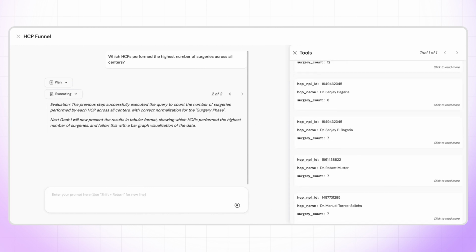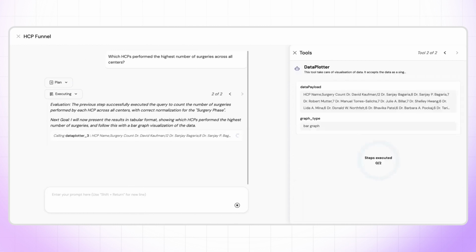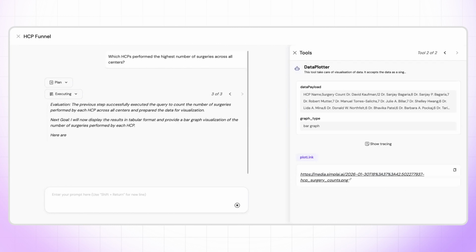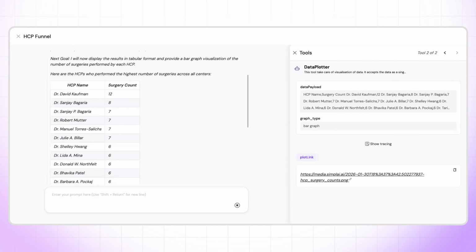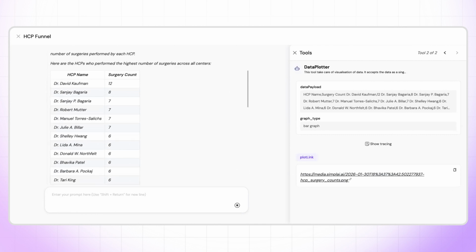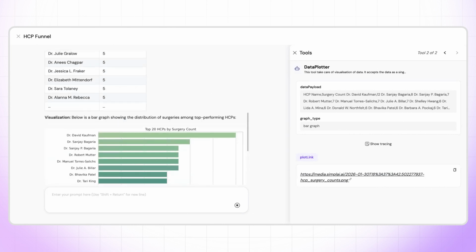Okay. For example, HCP NPI ID 16494, etc. And then what's the name of the healthcare professional? And now it is plotting the data. So, as we had initially discussed, healthcare professional name, the surgery count, all of this in a simple, easy to understand tabular format.